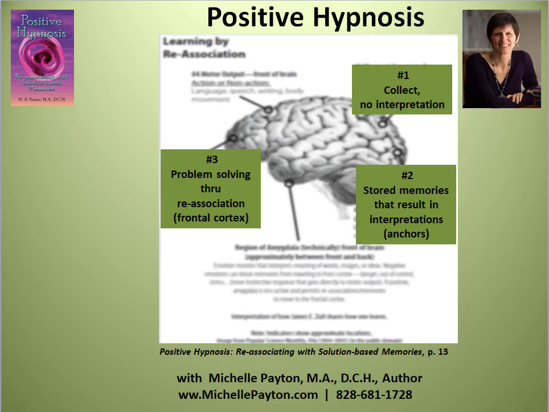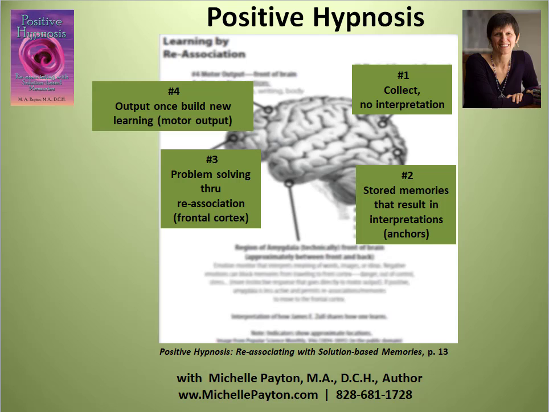We then move into the problem-solving area, the frontal cortex. We're reassociating with memories that we have in the back of the brain. And then we move to motor output. And motor output means we're intentionally deciding if we're going to take an action or not take an action. And that will then be stored in the back of the brain again as another useful memory to reuse.